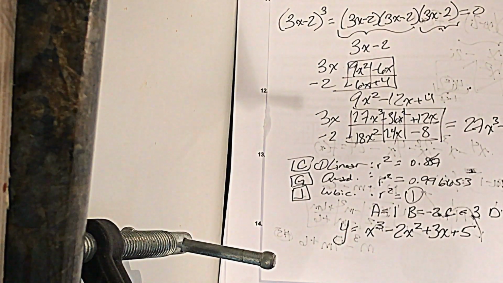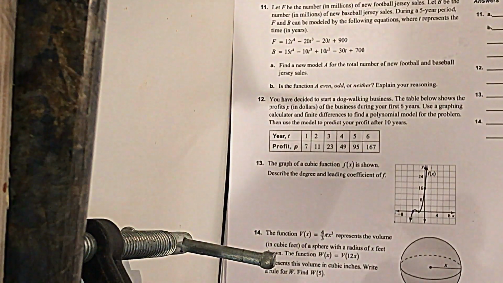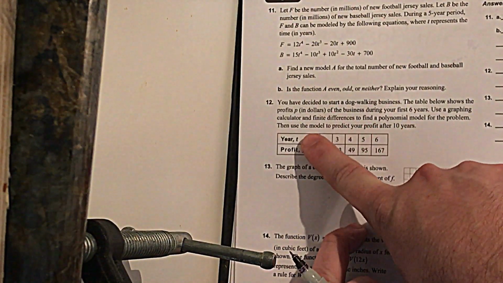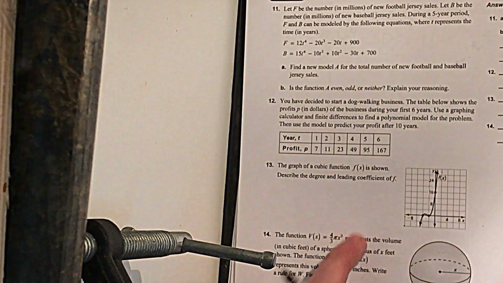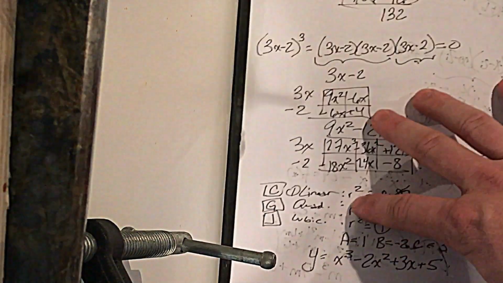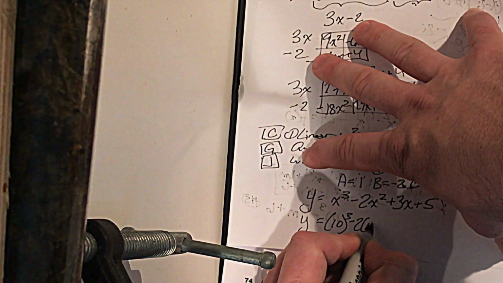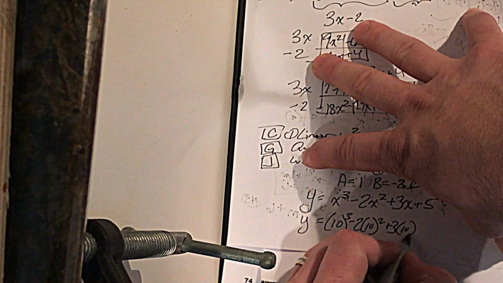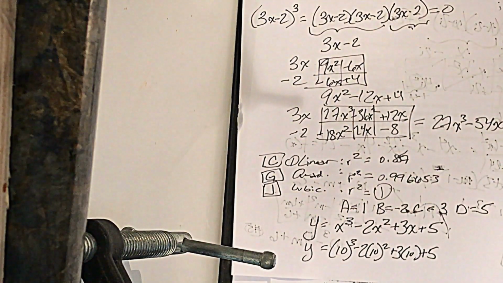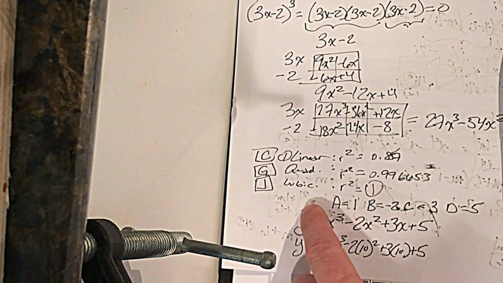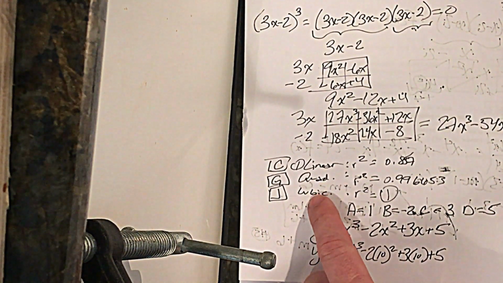They asked me on number 11 to then use the model to predict your profit after 10 years. So on the calculator, I'm going to substitute in 10 into my equation. There's a ton of different strategies to do this. For me, I'm going to go to document, insert, graph, and then I'm going to head to F3. That's what I named my cubic graph, was F3. So I'm going to have to push up once.